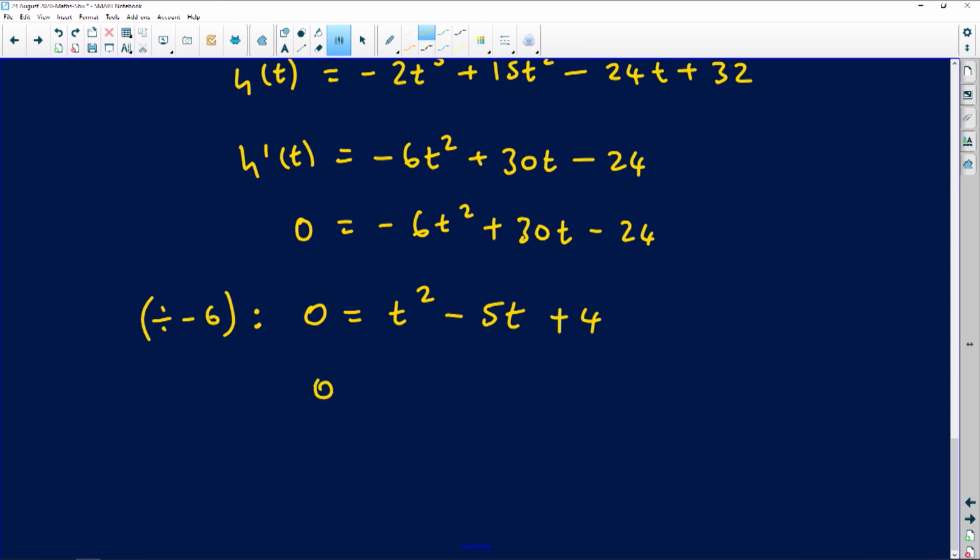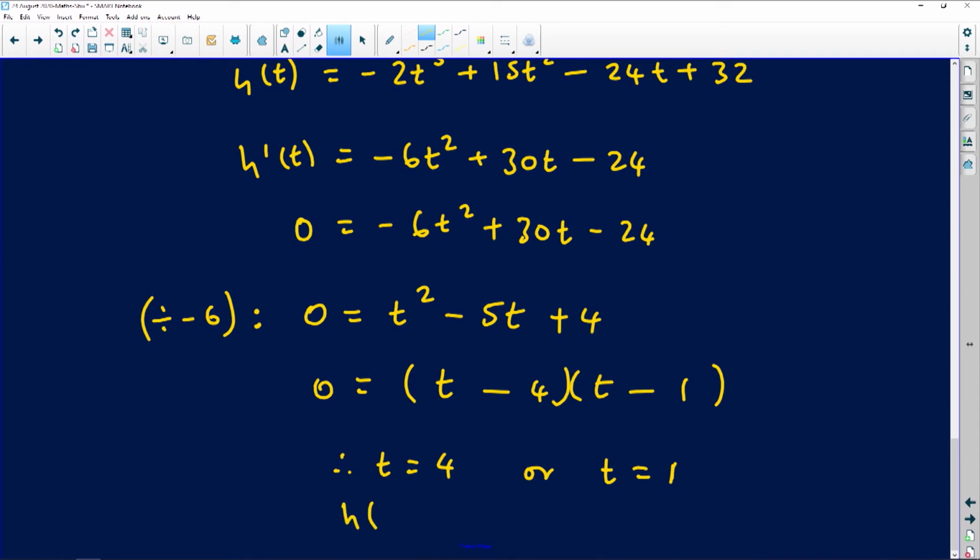Now we have to factorize this. You're going to get 2 factors. Factors of t squared is t times t. Factors of 4 is 4 and 1. Why? Because 4 plus 1 will reproduce my 5. Now they need to both be negative, because negative times negative will give you positive 4, but negative 4 minus 1 will give you negative 5. Right, very important. Therefore, t is equal to 4, or t is equal to 1. Now we need to check which one of these two values will give us maximum height.